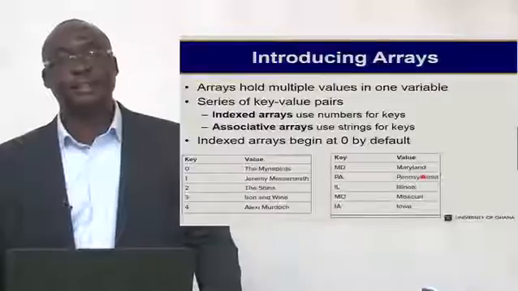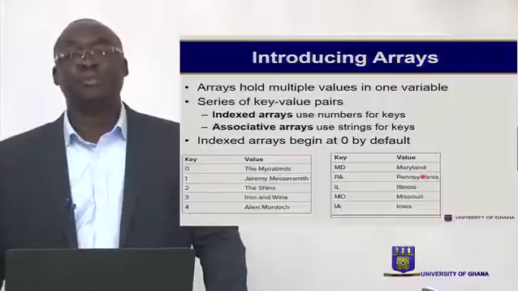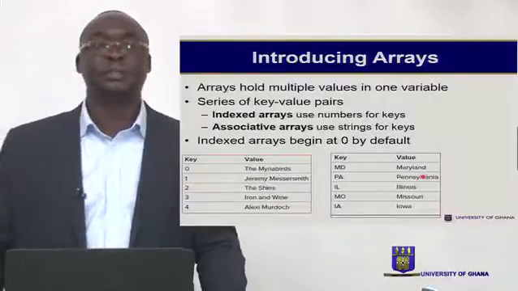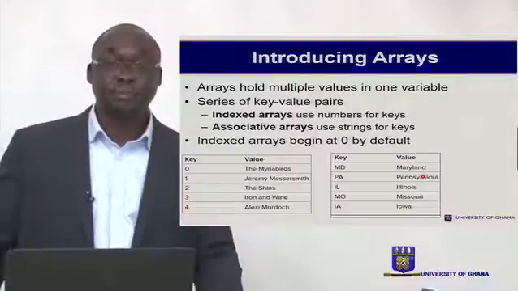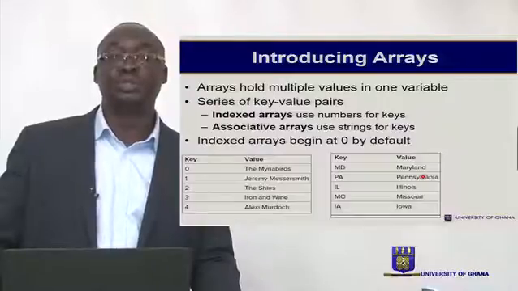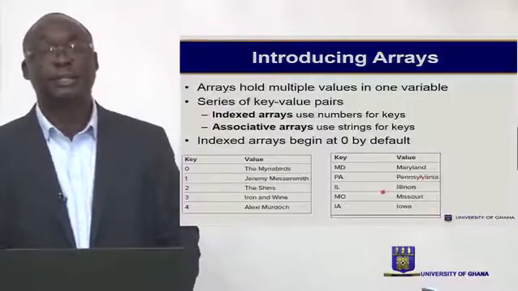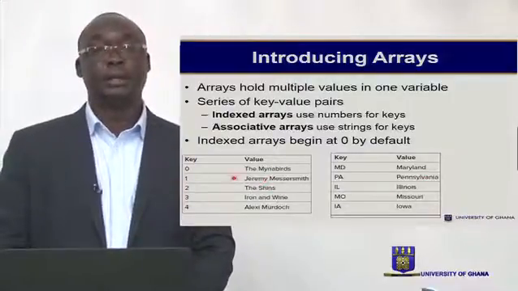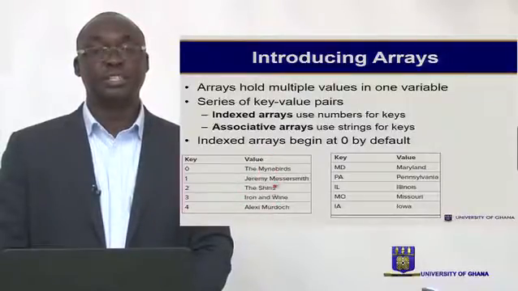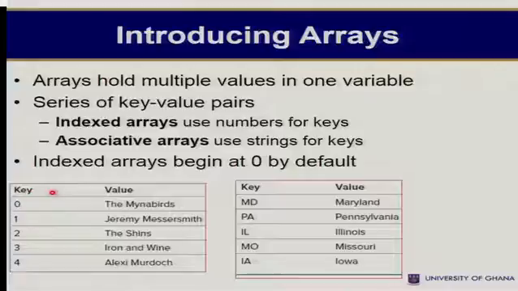We can have index arrays, which use numbers for the keys, which is no different from the arrays we experience in Java. You can also have associative arrays, which use strings for keys. So if you look at this side, this is an array which contains this data. So it contains these values. And the key is represented by numbers, starting from 0.